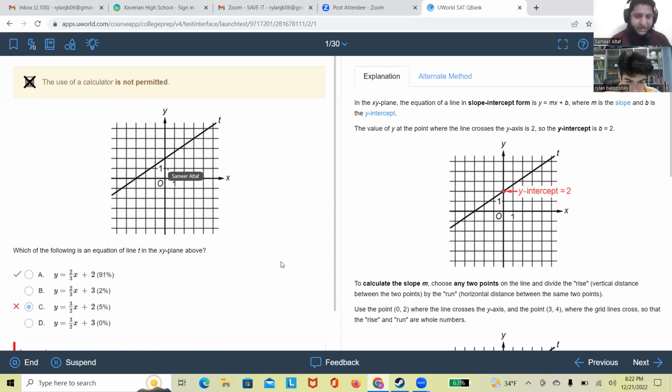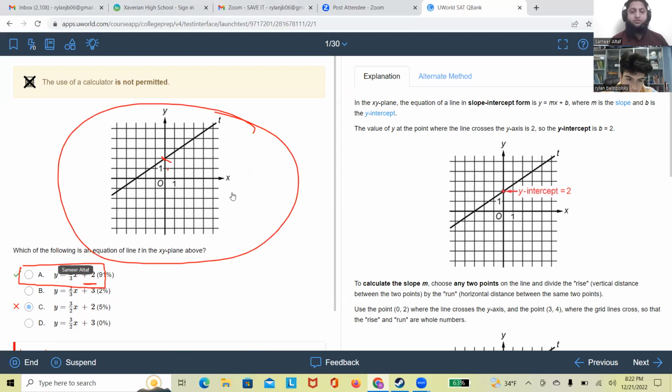0, 1, 2. Exactly, it's crossing it at 2, so it should be having plus 2. So you can have only the first option as the answer. But we don't want to have only the answer to this. We want to have the answer to all the linear equations, and for that we have to clear our concepts.